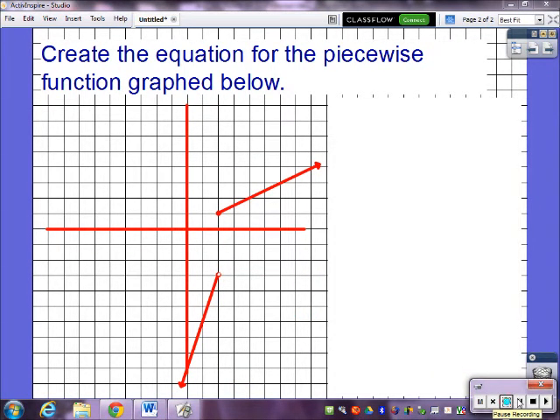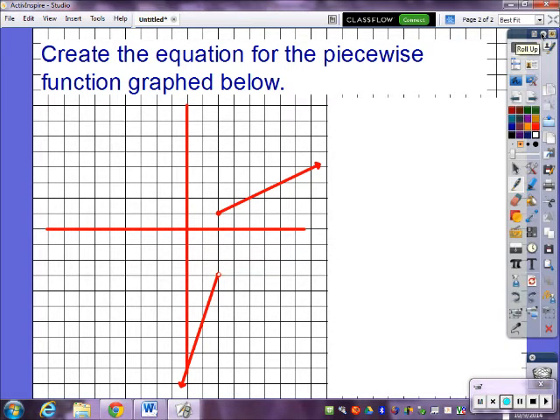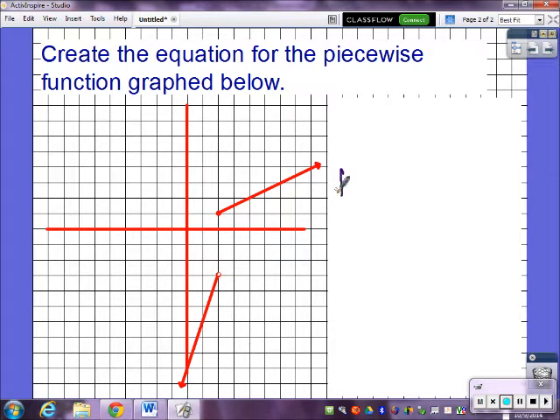This is Mrs. Taylor, and I'm going to show you how to create an equation if you're given a graph of a piecewise function. So in this slide it says create the equation for the piecewise function graph below. And it's going to be piecewise, so I know that I need to have f of x equals and then have my brace. And in piecewise, you have x values that break up the different equations.